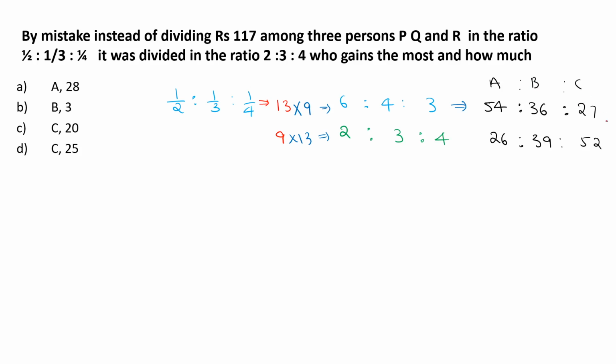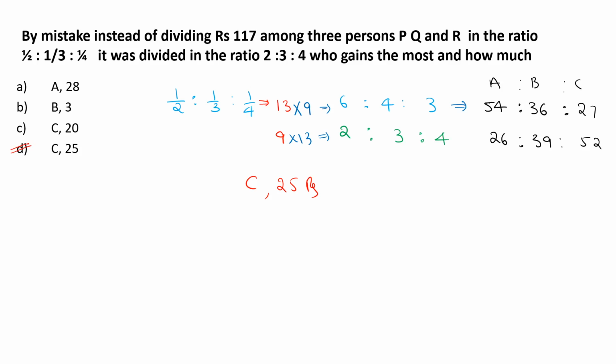But observe here, the most beneficial person would be C. He was supposed to get 27 out of that 117 rupees, but by mistake he actually got 52 rupees. That is 25 rupees more than what he was supposed to get. That means C was most benefited, by 25 rupees. So we can conclude that option D, C, 25 rupees would be our answer.